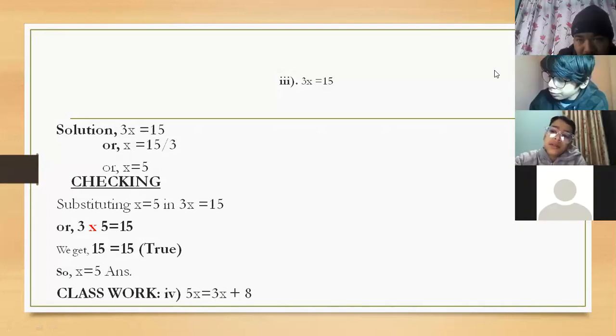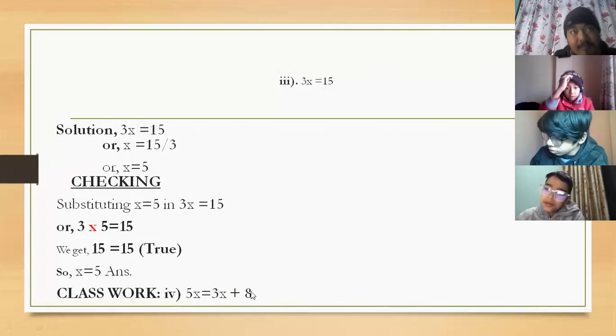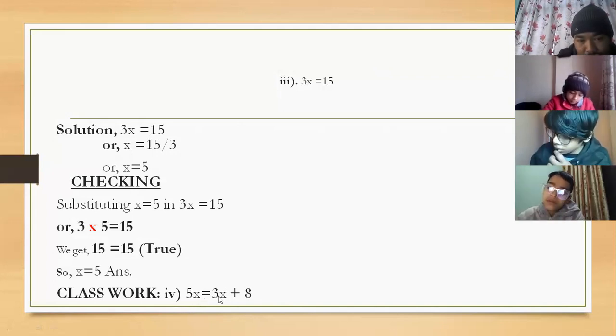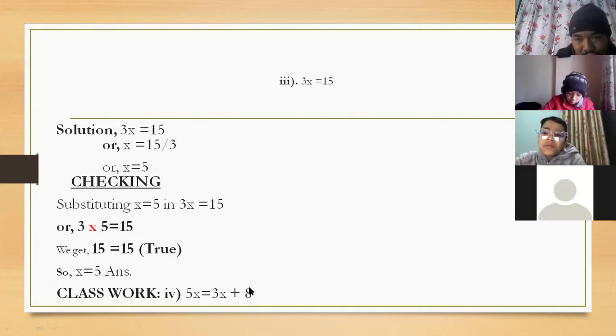Sir, how does 5 into it come to 20? And 3 into 4 is 12. 12 plus 8. Solution one, 20. In the solution we have to do 5x minus 3x. When plus 3x goes to the left side, it will be minus 3x. Then 5x minus 3x will be 2x. 2x equals 8. Then x equals 8 by 2. 8 by 2 means 4.